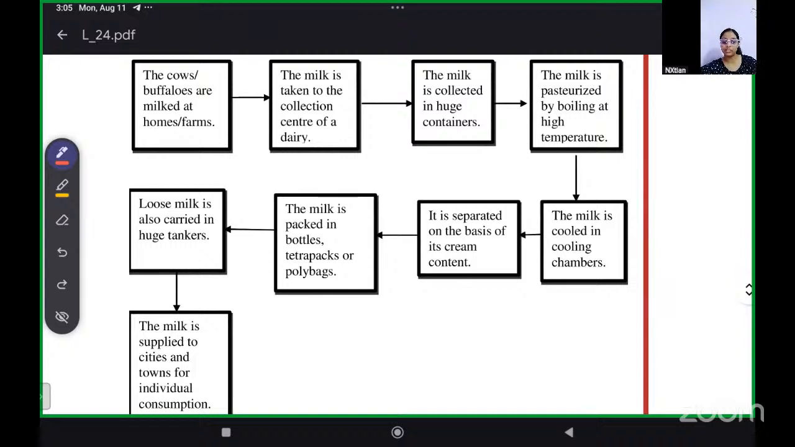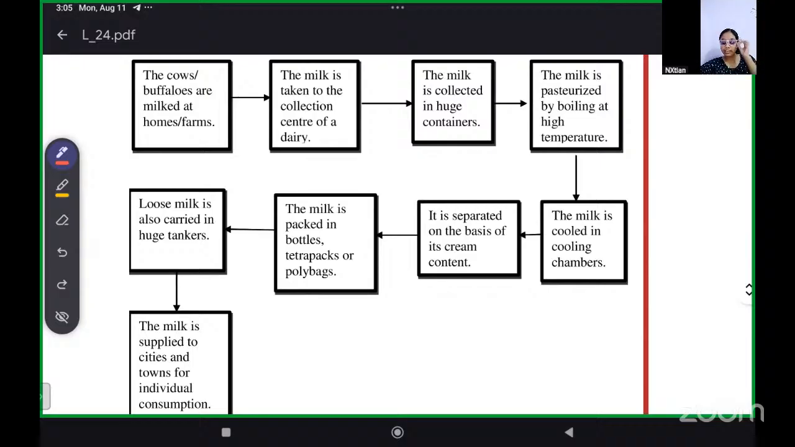So first the milk is taken out from the cows and buffaloes. Then the milk is taken to the collection center of a dairy. What is a collection center? It is a place where the milk is collected. Okay, the milk is collected from the farmers, the dairy farmers. The milk is collected in huge containers.